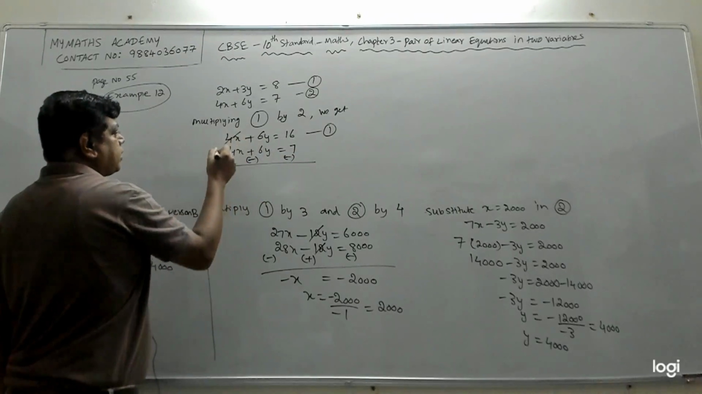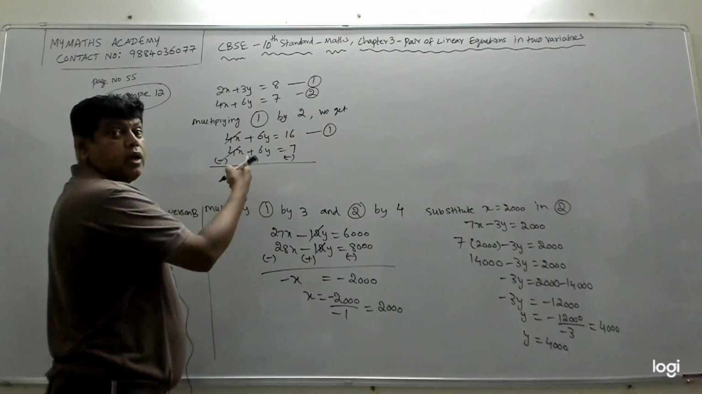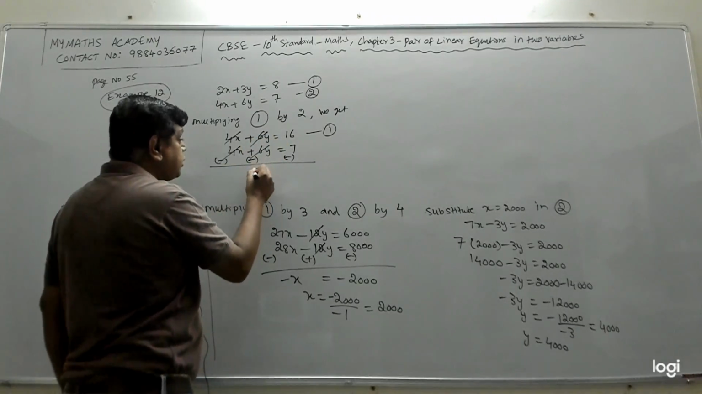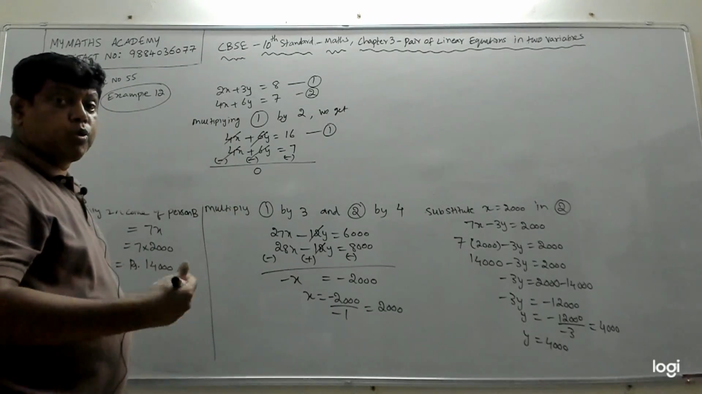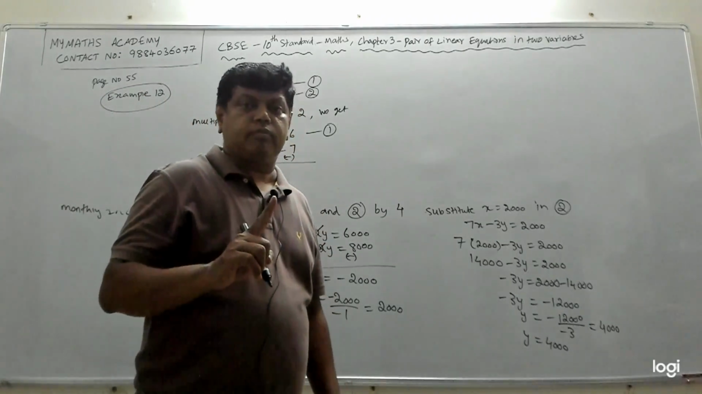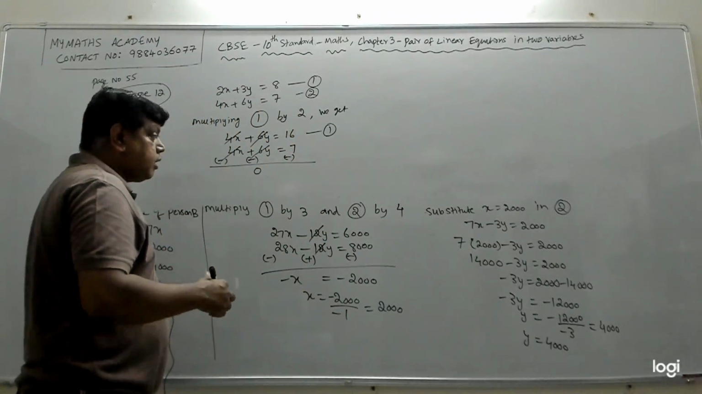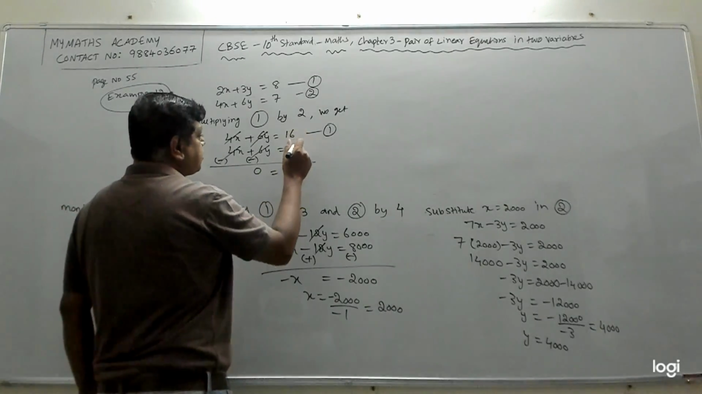This is plus 4x, this is minus 4x. Cancel. Now this is 6y, this is minus 6y. That is also getting cancelled. So you get 0. Everything is getting cancelled on the left side, which means both the variables are getting eliminated. Only one variable should get eliminated, but here, unfortunately, both are getting eliminated. So we get 0 equal to 16 minus 7, which is 9.